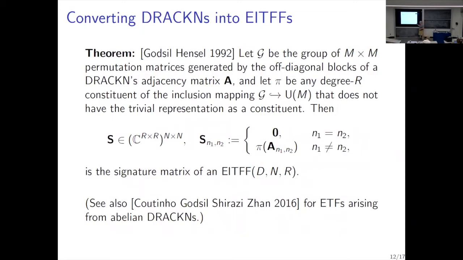In a special case where they generate an abelian group, what you get out are equiangular type frames, which came to my attention in 2016 when a large number of the authors of this paper were in this room, and that's the first time I learned about DRACKNs.